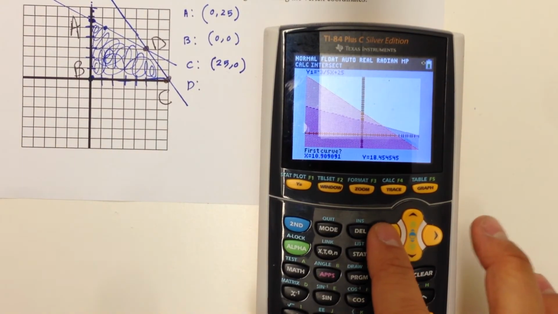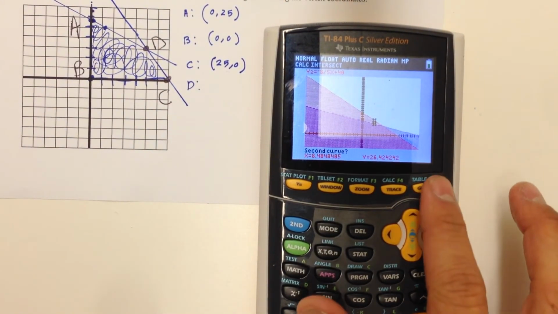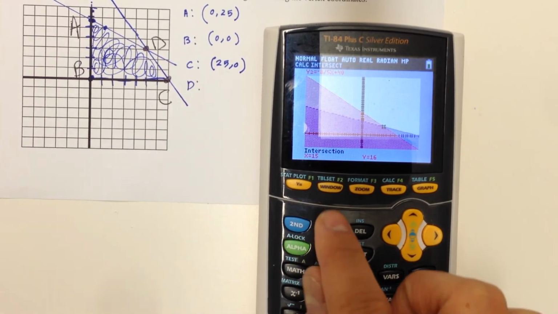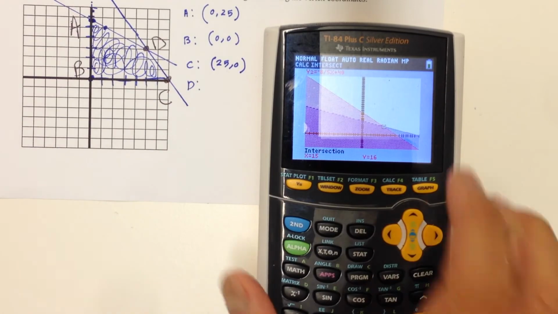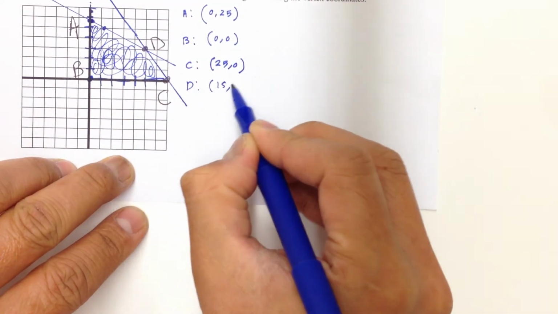It will say, what is your first curve? The blinker is now on the blue curve, so blue curve is my first curve. What's your second curve? Well, the second curve is the red curve, so I put my blinker on the red curve. And then it says, what do you think the solution is? You can just hit enter. Ignore that part. It will show the intersection, which is at 15 and 16. Okay, so we got it. 15 and 16.